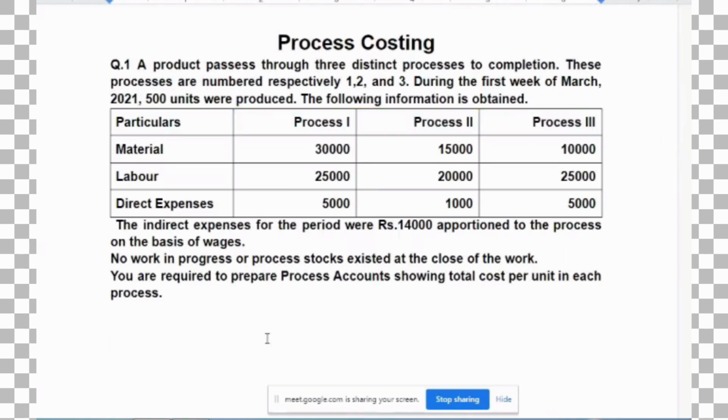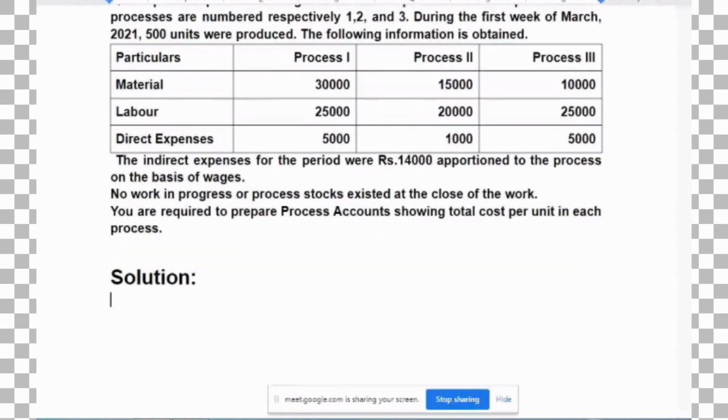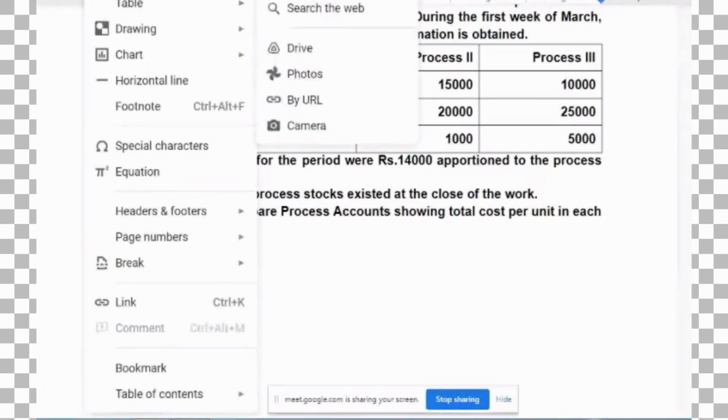Okay, so here we are going to prepare the solution of it. Clear? Solution. Okay, so first of all we need to prepare a ledger account, the process 1 account. How is it to be prepared? Let's see.